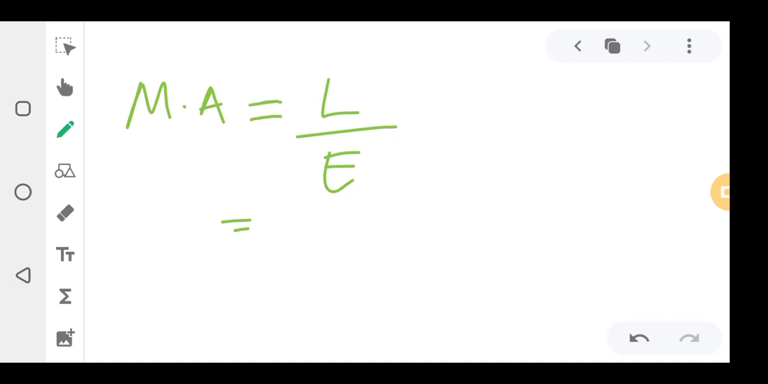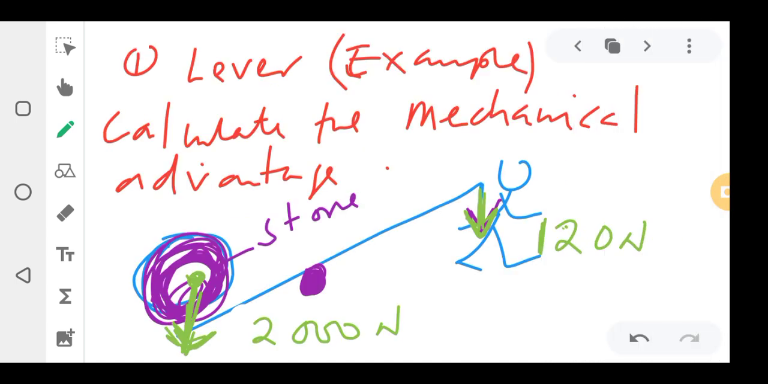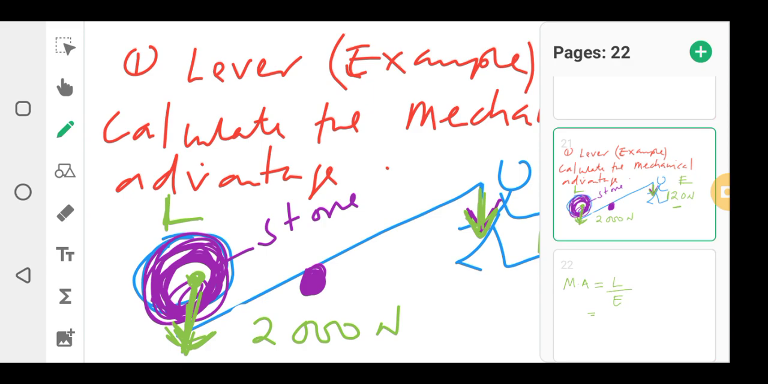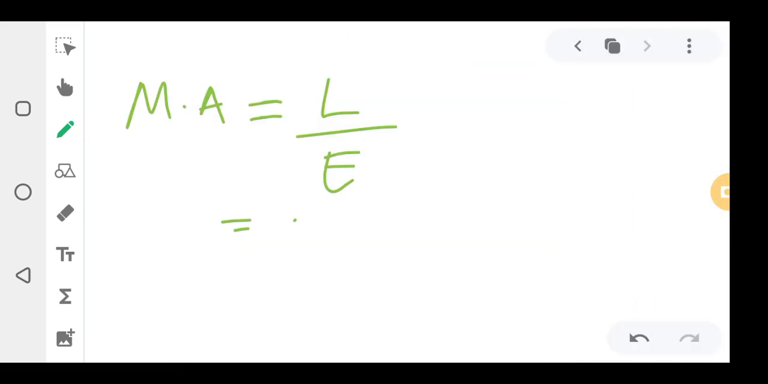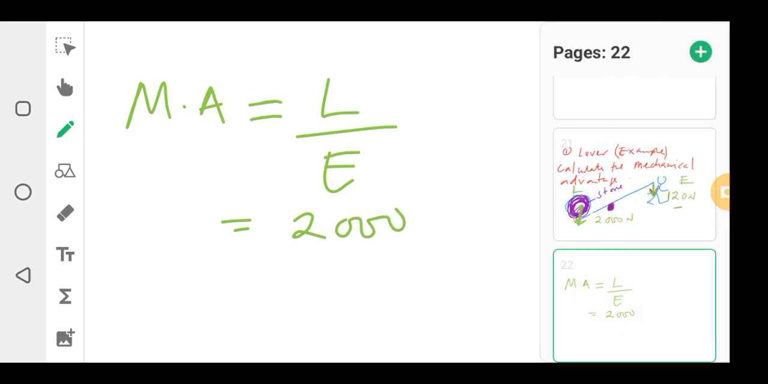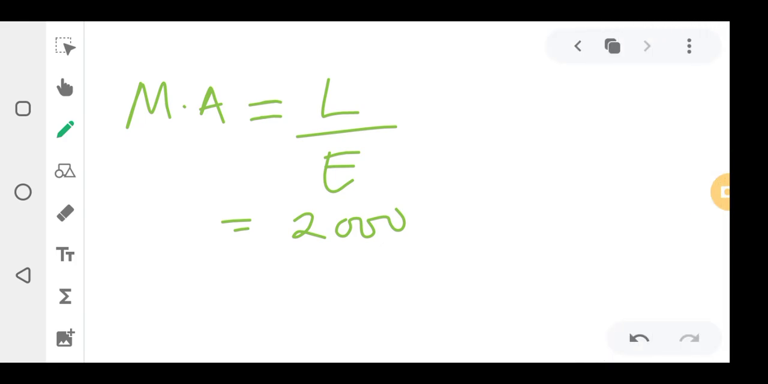So how much load is being applied? Effort is the force applied, so this is the effort, and this side is the load. They won't tell you, because the effort is where you're applying force as a person. It's a person applying this force here, so it means it's applying 120. So load divided by the effort 120.